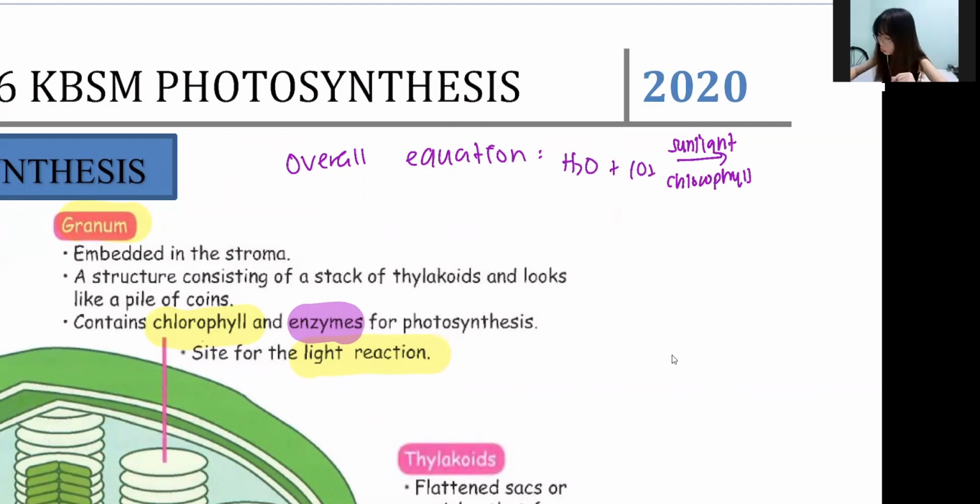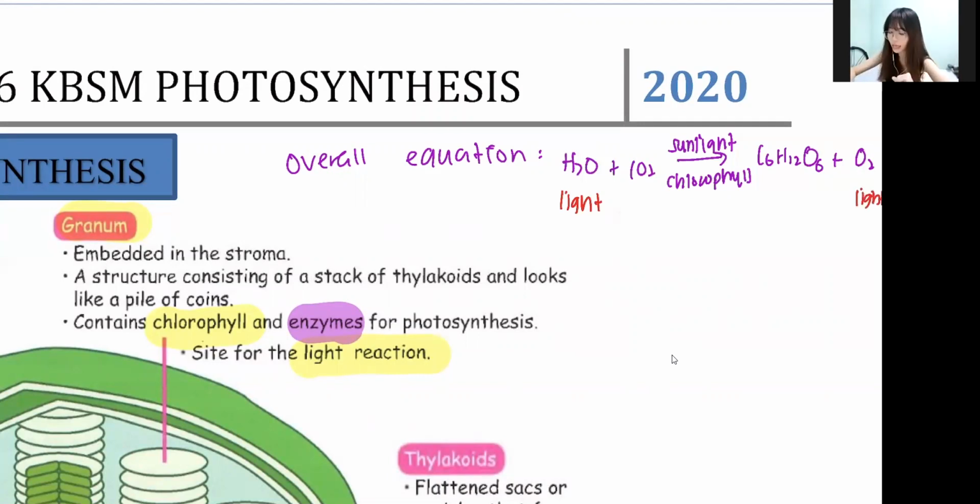It will form into glucose, C6H12O6, and oxygen. How do we get this product? This actually forms from the combination of light and dark reaction. Where does the water come from? Water comes from the light reaction because it's called photolysis of water. What does the light reaction produce? They will produce oxygen. This is also from the light reaction.